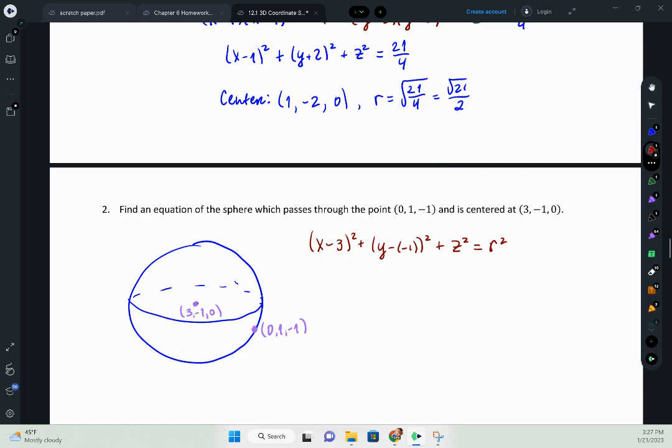Then, you ask yourself, what is it that I still need? So we still need r squared. And the way we're going to get r squared is we're going to take advantage of the fact that we have a point at the center and we have a point on the edge of the sphere. That is going to give us our radius. Okay, so if we could just find the distance between those 2 points, we're good.